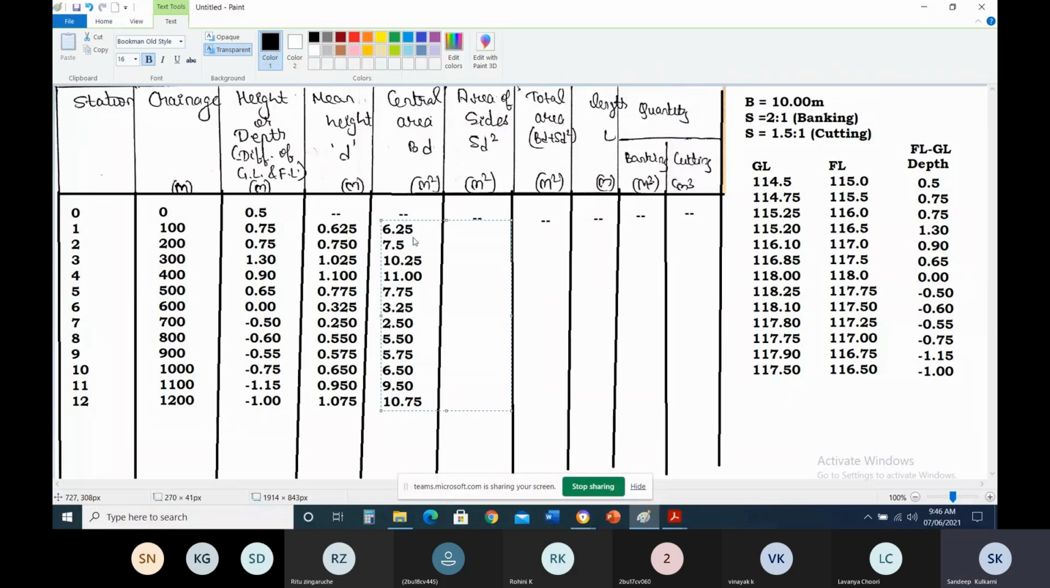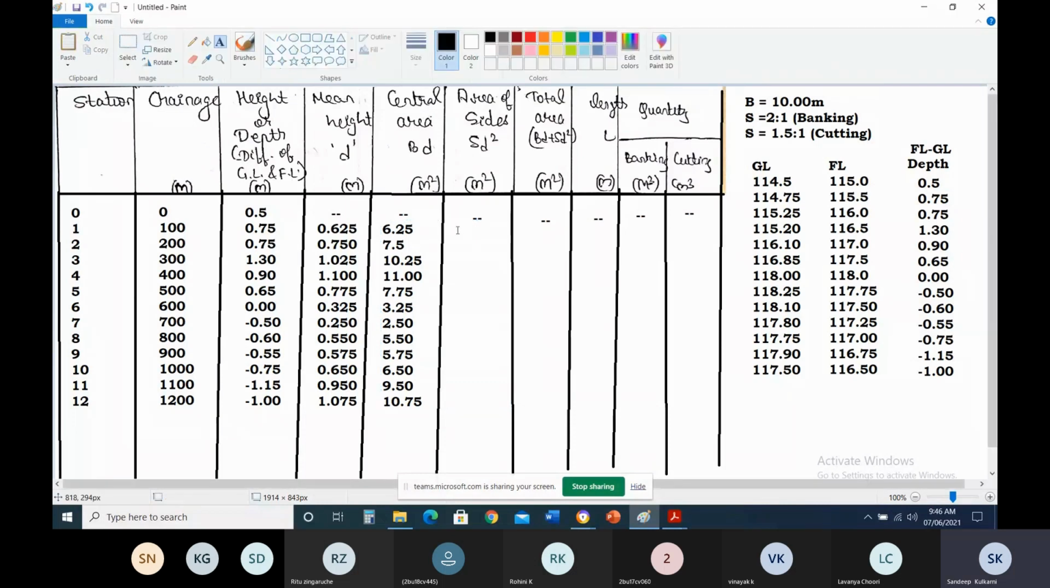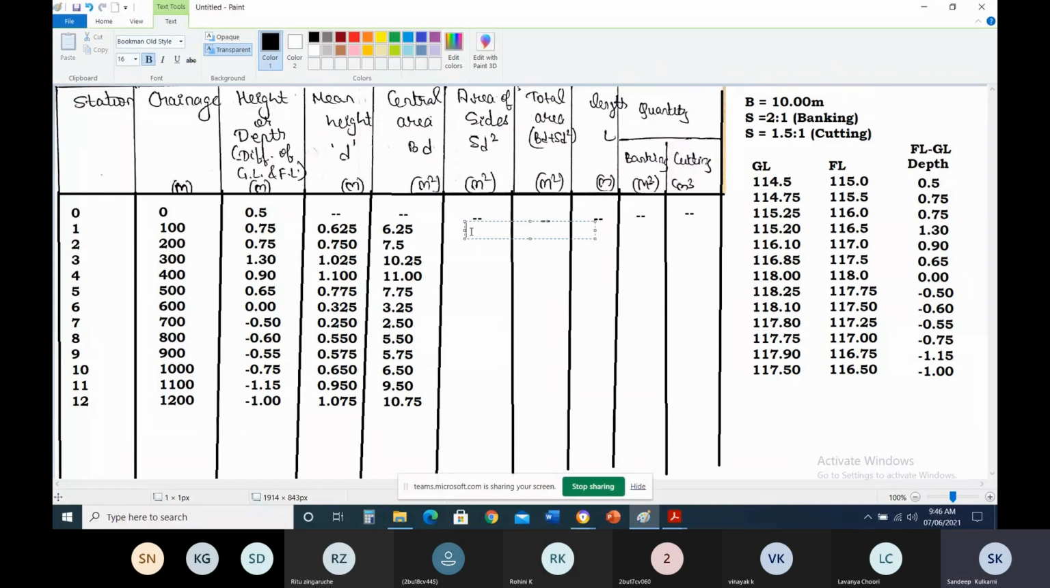So these values I got now: central area b into d. Okay. Now next one, area s into d square. Here you should be very careful while taking s values. I took plus and minus values to understand which s value I have to take. Plus value indicates the depth column, banking; minus value indicates cutting. So for banking, that is plus depth values, I have to take s as 2.